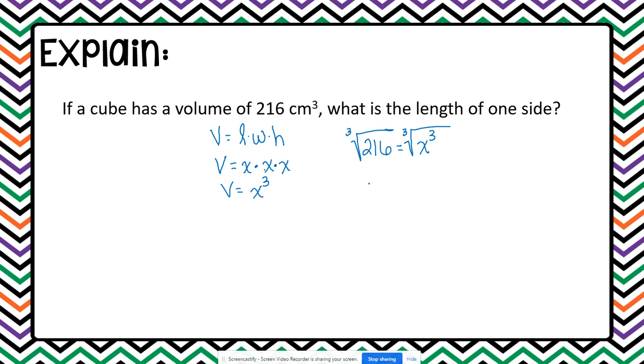I know that the cube root of 216 is 6, and I know that that's true because 6 times 6 times 6 gives me 216. The cube root of x cubed is x. I know that that's true because x times x times x is x cubed. That means that one side length for this cube is equal to 6 centimeters.